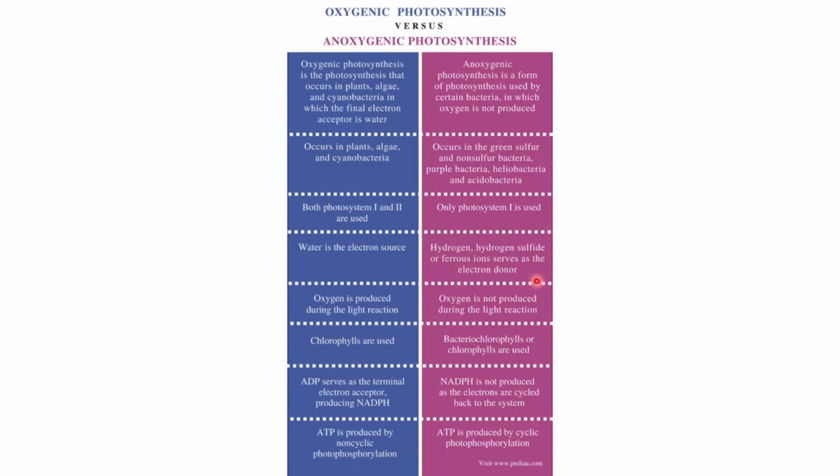In oxygenic, chlorophylls are used. In anoxygenic, bacteriochlorophylls or chlorophylls are used. And in oxygenic, NADP+ serves as the terminal electron acceptor that produces NADPH. But in anoxygenic, NADPH is not produced as the electrons are cycled back to the system. In oxygenic, ATP is produced by non-cyclic photophosphorylation. But in anoxygenic, it is produced by cyclic photophosphorylation.